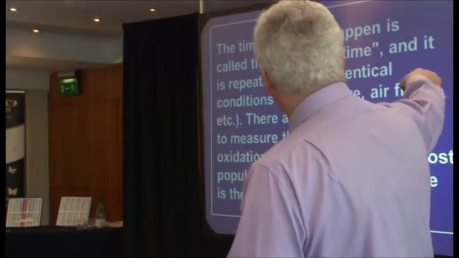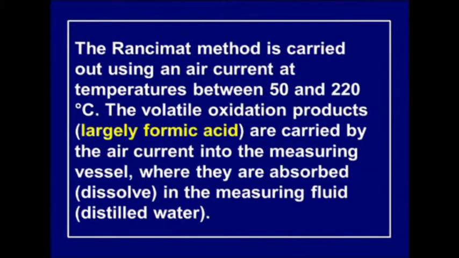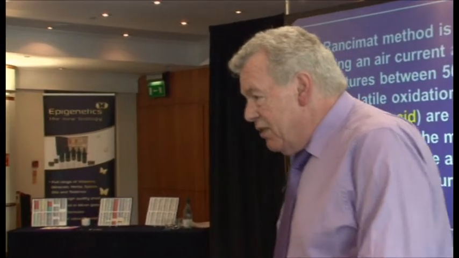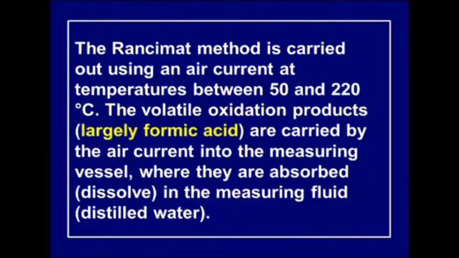The time for this to happen is called the induction time, and it is repeatable under identical conditions. There are a number of ways to measure the progress of the oxidation reaction. One of the most popular methods currently in use is the Rancimat method. The Rancimat method is carried out using an air current at temperatures between 50 and 250 degrees centigrade. Okay, you think you can all do this every day, with your rancid oils? The volatile oxidation products, largely formic acid, are carried by the air current.